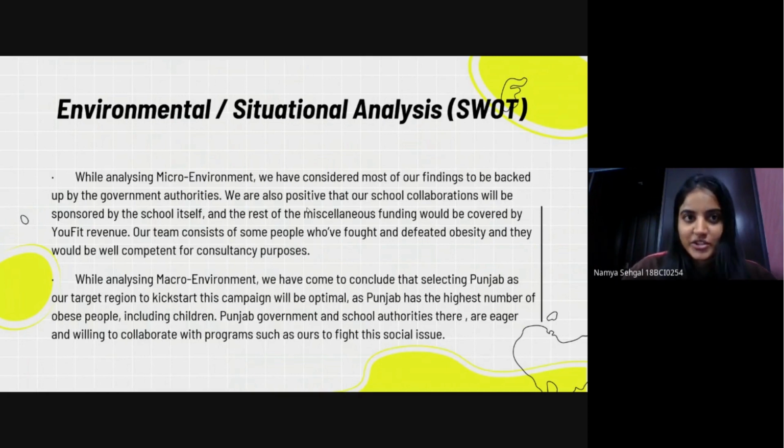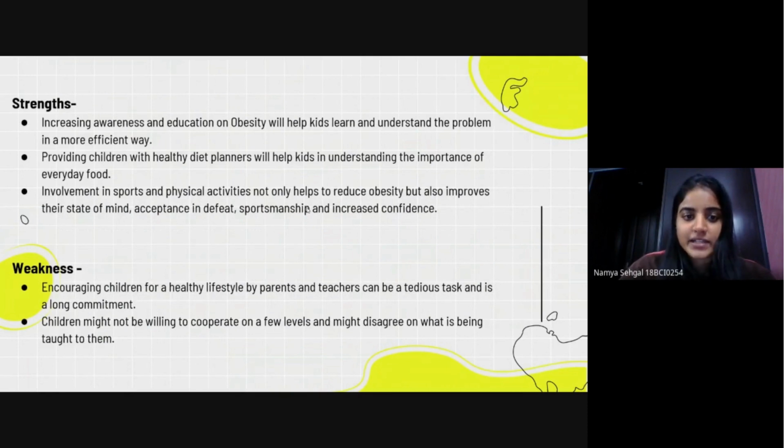this social issue. Coming to strengths and weaknesses, our UFit program, I would like to add to the strengths by saying that we are providing healthy diet planners, and so that will help kids in understanding the importance of everyday food.